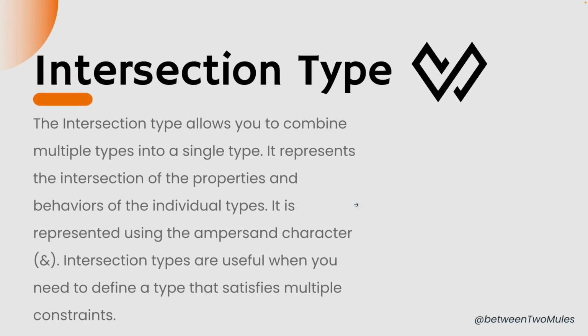Moving forward to intersection type. The intersection type allows you to combine multiple types into a single type. It represents the intersection of the properties and behaviors of the individual types. It is represented using the ampersand character. Intersection types are useful when you need to define a type that satisfies multiple constraints.